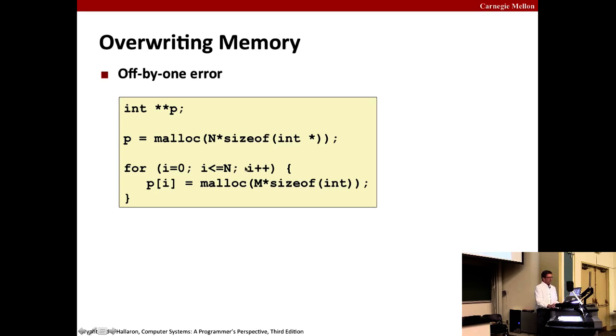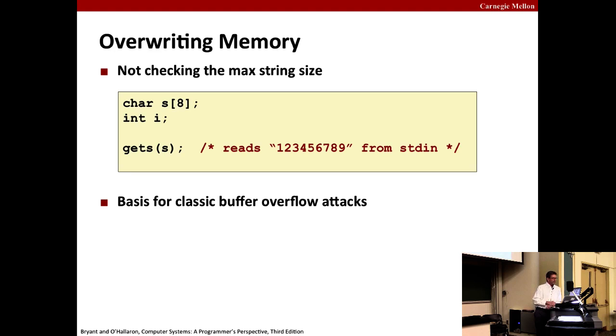Okay, another way, it's easy to overwrite memory. So here we're correctly creating this array, but then when we create each of the subarrays, instead of I less than or equal to n, we only created n of these things, but we're traversing n plus 1 because of this less than or equal. So this is a classic off by 1 bug. Okay, another problem, you saw it with the code injection attacks from your attack lab: not checking the size of a buffer. So gets is a classic example of this. That'll get you into trouble.